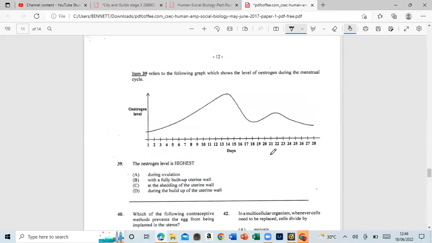39 refers to the following graph, which shows the level of estrogen during the menstrual cycle. Estrogen level is highest: A, during ovulation; B, with a full built up uterine wall; C, at the shedding of the uterine wall; or D, during the buildup of the uterine wall. And that would be B. No, during ovulation. No, guys, this is not it. It's actually A, during ovulation. All right, so let's move on, like button and peeps.